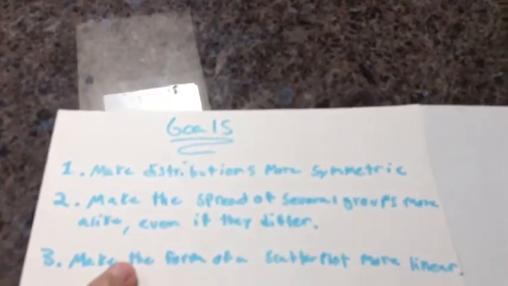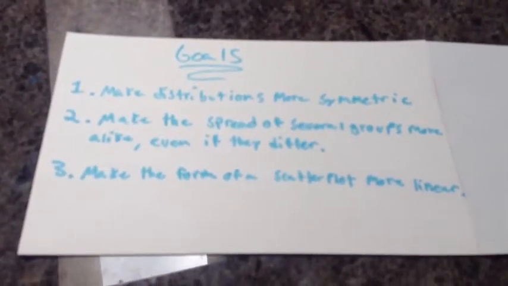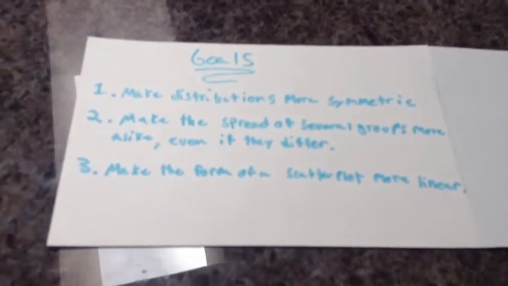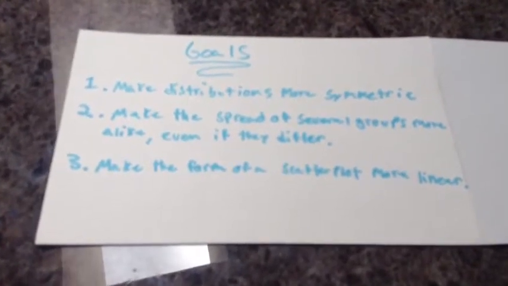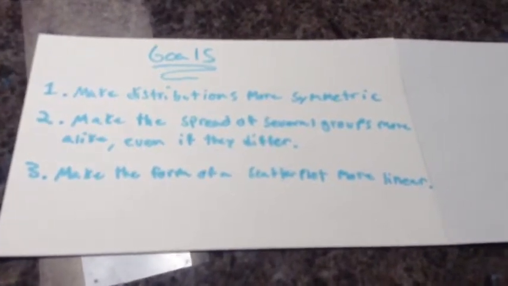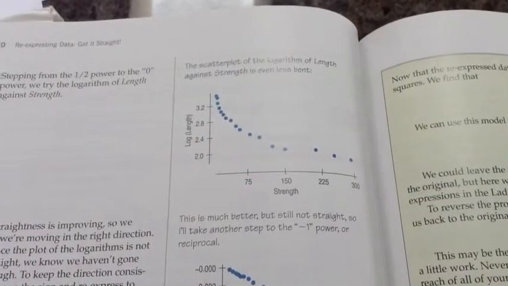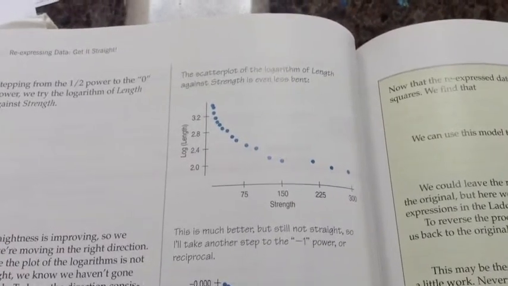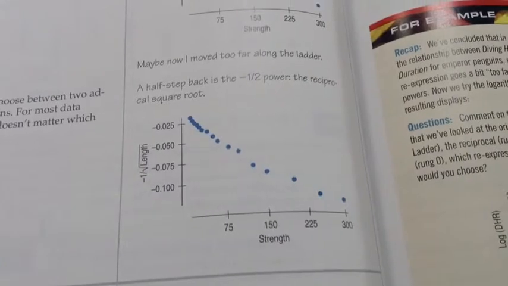Our goals for today are: 1. Make distributions more symmetric. 2. Make the spread of several groups more alike, even if they differ. And 3. Make the form of a scatter plot more linear. Re-expressing data is all about taking a scatter plot that looks like that and making it so that it will eventually look like that.